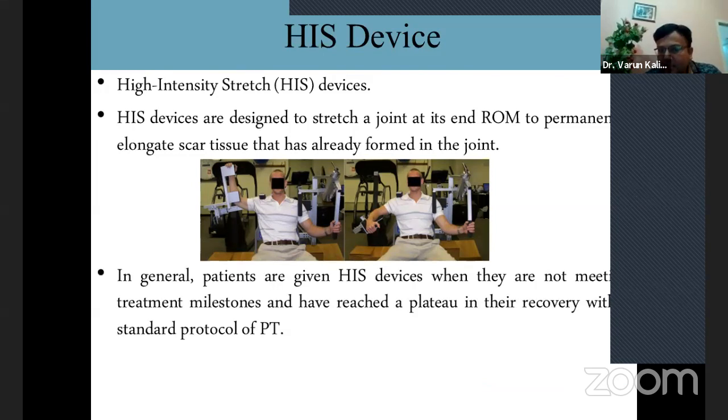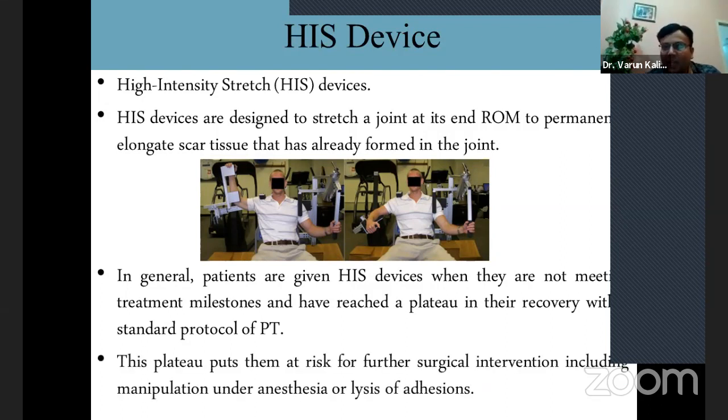In general, patients are given the HIS device when they are not meeting treatment milestones and have reached a plateau in their recovery with the standard protocol of PT. That means the patients are already taking PT management, but they are not getting much recovery from the physiotherapy management, and now they are developing scar tissue in their glenohumeral joint, and now the last option they have is only surgical management. But before surgical management they can use the HIS device. The HIS device will definitely give them a solution for the joint range of motion, to increase the joint range of motion.